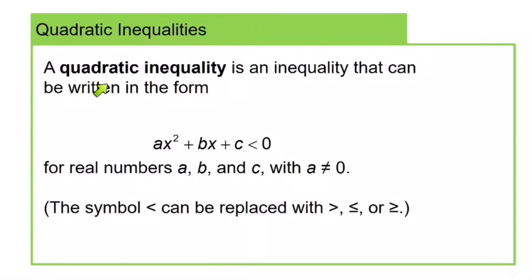Now things are about to get a little more interesting because we're about to solve quadratic inequalities. A quadratic inequality can be written in the form ax squared plus bx plus c is less than or greater than 0, where a cannot be 0, because if a were 0, you wouldn't have an x squared term and then you wouldn't have a quadratic. Now note, they used a less than 0 here, but any symbol will do. What's important is not the symbol, but the fact that we have an x squared here.